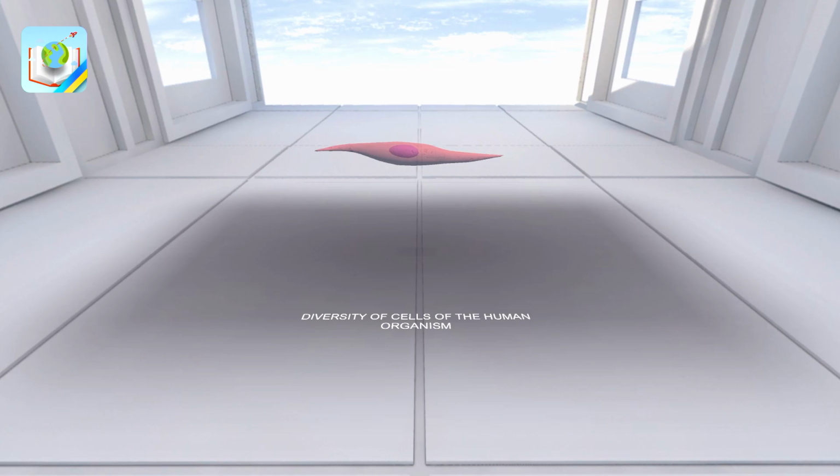Myocytes are a special type of cell that make up the main part of muscle tissue. Myocytes are long, elongated cells that develop from precursor cells, myoblasts. There are several types of myocytes. Myocytes of the cardiac muscle, cardiomyocytes, skeletal and smooth muscles. Each of these types has special properties. For example, cardiomyocytes, among other things, generate electrical impulses that determine the heart's rhythm.